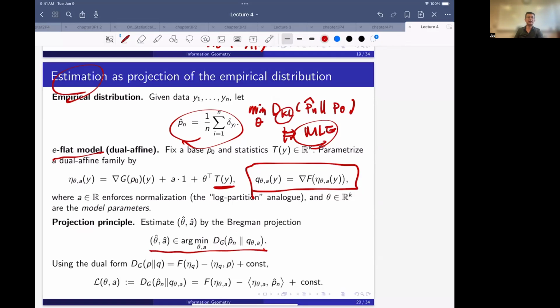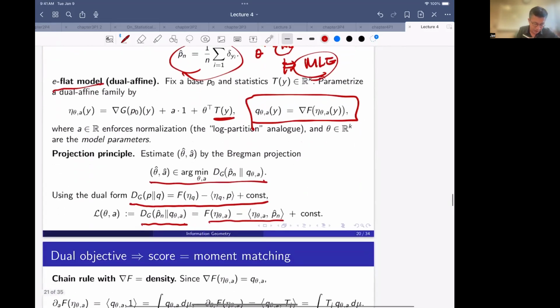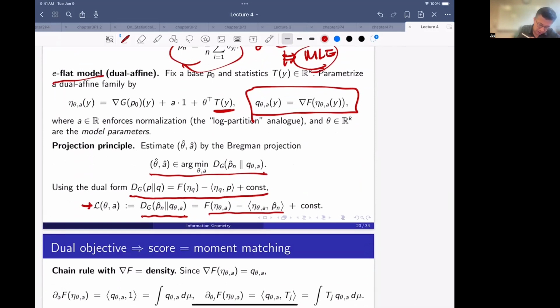So that is estimation using Bregman projection. Okay, and now it turns out that we can use the dual form, right? If you remember the dual form, then this one can be written as something like this, which you can treat as a log likelihood.